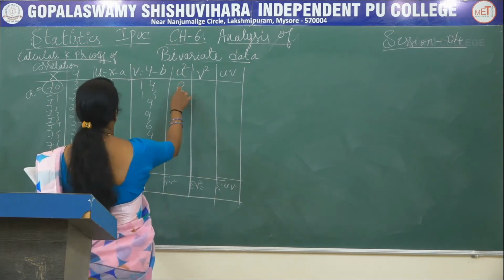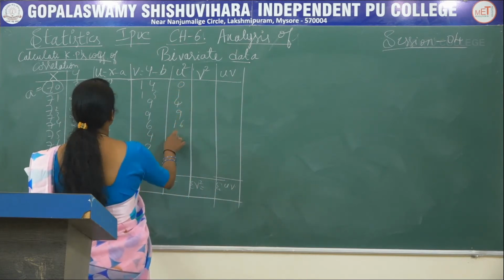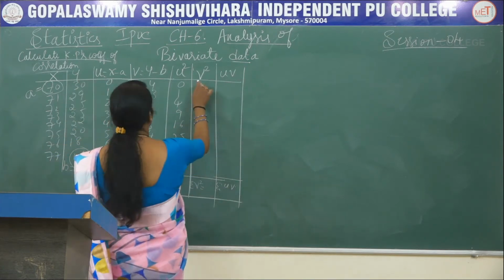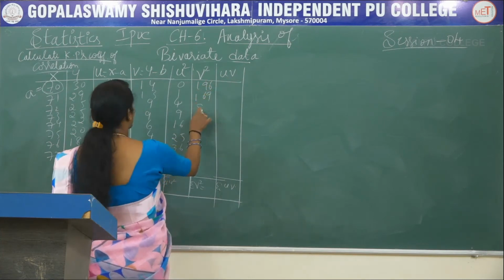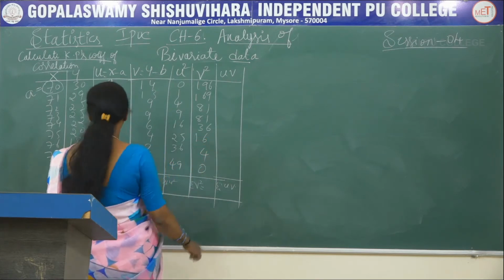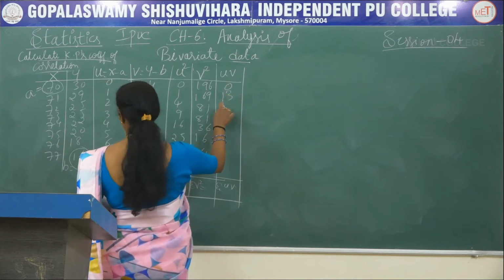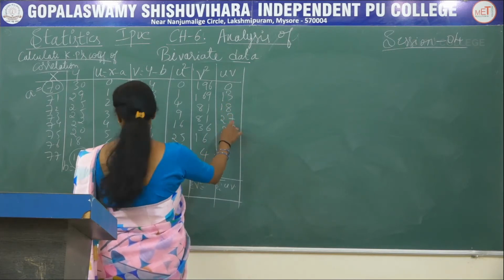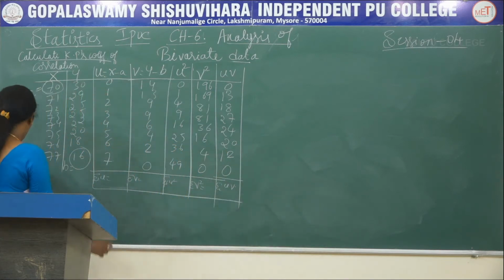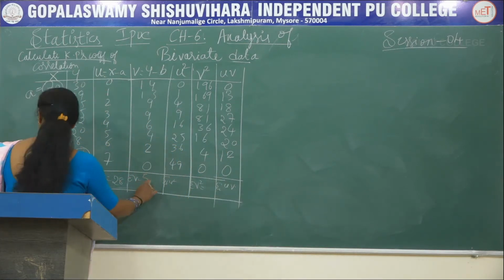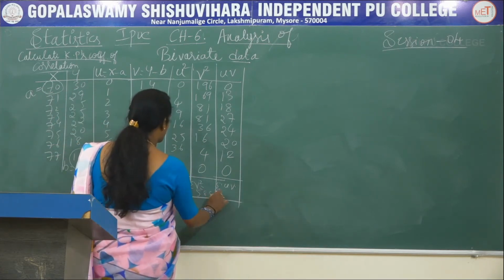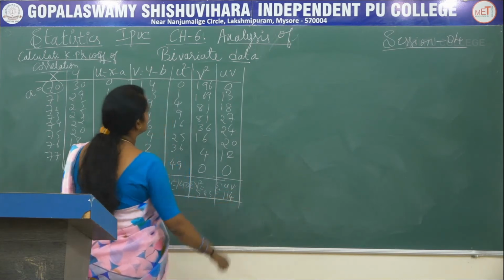U square is 0, 1, 4, 9, 16, 25, 36, 49, and V square is 196, 169, 81, 81, 36, 16, 4 and 0. UV is 0, 13, 18, 27, 24, 20, 12 and 0. Take the summations. It is 28, 57, 140, 583. Summation UV is 114.